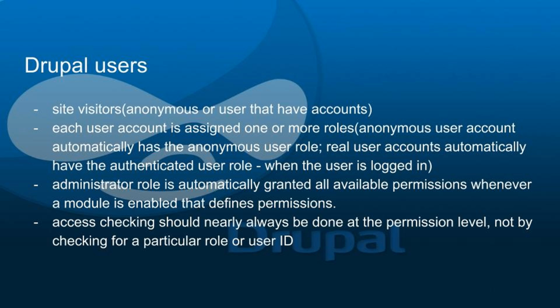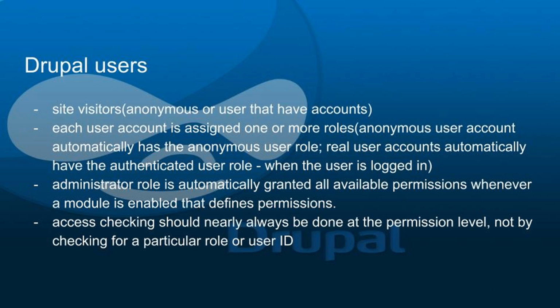Then each user account is assigned one or more roles. The anonymous user account automatically has the anonymous user role. Real user accounts automatically have the authenticated user role. Then they can be assigned other roles that exist in Drupal. Now, each role, including the anonymous and authenticated user roles, is granted one or more named permissions. These permissions allow them to perform certain tasks or view certain content on the site.